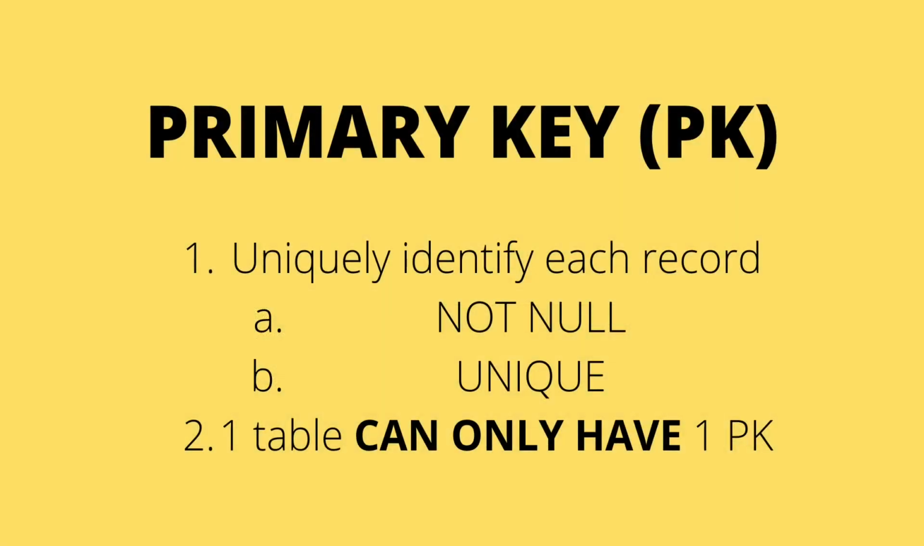Moving on, we have the primary key, as I like to label it, PK. What it does is that it uniquely identifies each row. So we can say that the primary key is not null because it can never be empty. And it's also unique because, like I said, it uniquely identifies each row. One thing you have to note is that one table can only have one primary key. You can't have multiple primary keys, otherwise you create an error.